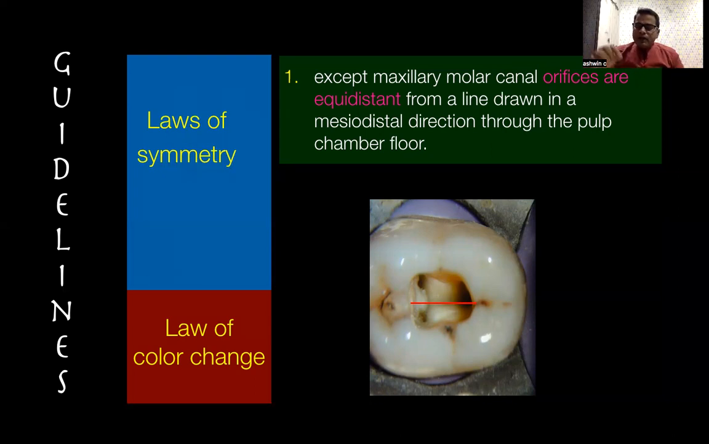Okay. And now from that line, if you got the mesobuccal till this distance, just go the similar distance on the other side. You'll find that 99.9999% of the time the mesolingual canal is present. So this is equidistant from that line. Okay, this is the first law.